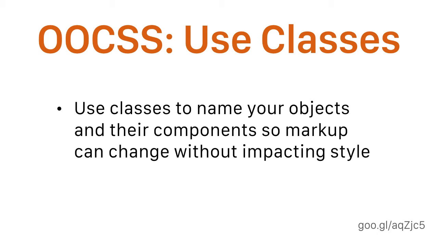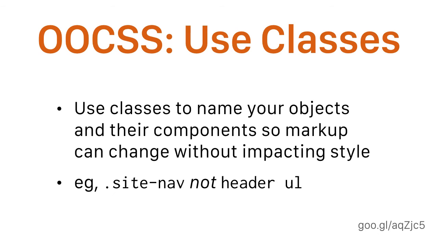So if I change the headline from an H1 to an H4, I should not have to go update my CSS. That headline should have a class on it, and that class is going to be applied regardless of what markup element is there. So for example, instead of header UL, which is tied to two different markup elements, you put a class on the UL called site nav. Later, your UL might move to a different element. It might change from UL to an OL, but it won't matter because the class is going to stay the same.